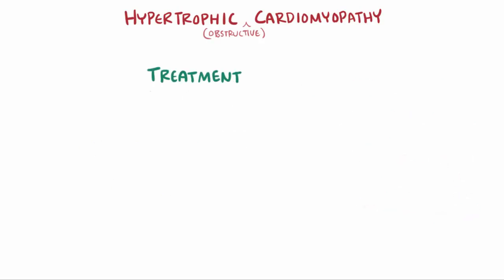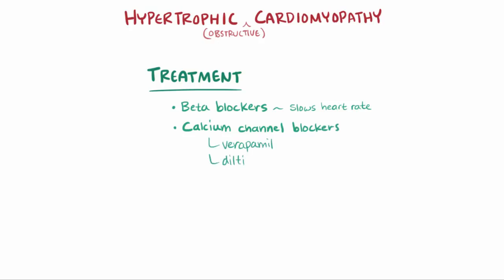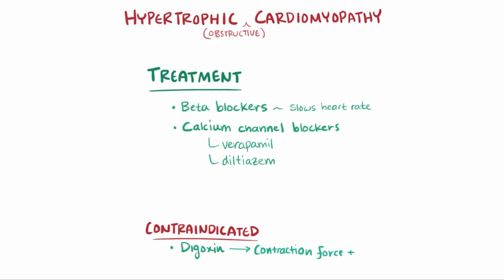Now, treatment of hypertrophic cardiomyopathy might involve medications like beta blockers, which helps slow down the heart rate. If those aren't tolerated well, though, calcium channel blockers like verapamil or diltiazem might be used. Digoxin, however, a medication used occasionally for heart conditions, is contraindicated, since it tends to increase the force of contraction, which can actually increase the obstruction as blood's forced out of the ventricle. Besides pharmacological treatments, some people with hypertrophic cardiomyopathy might have surgery.